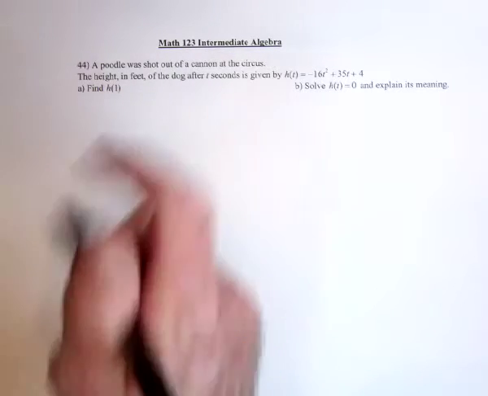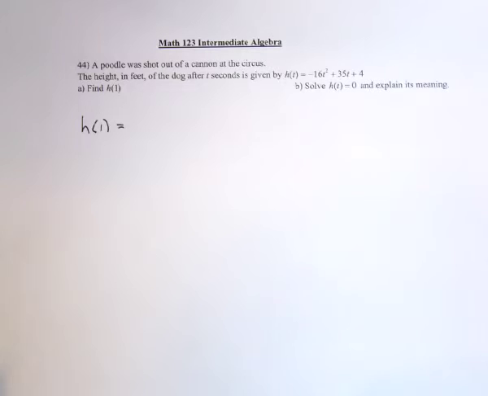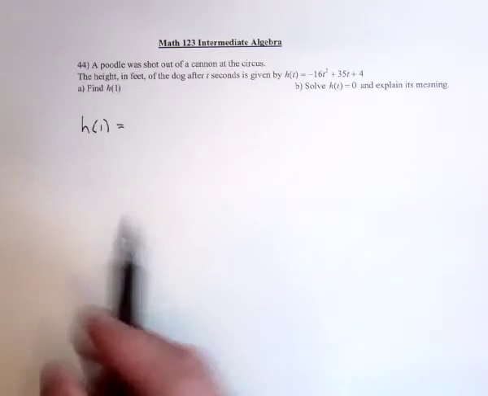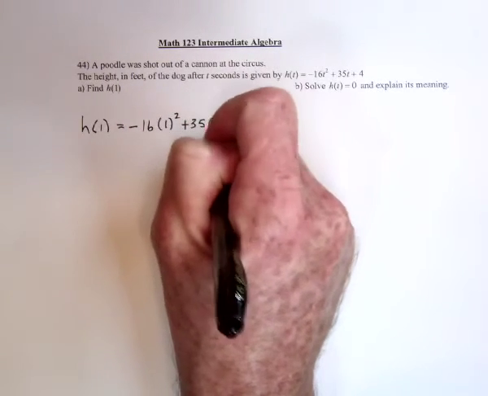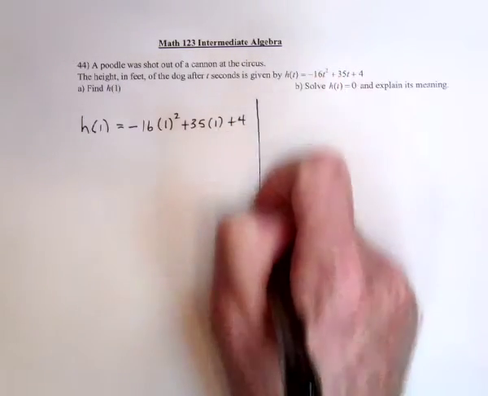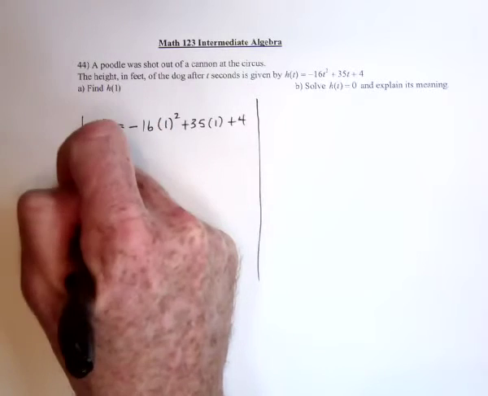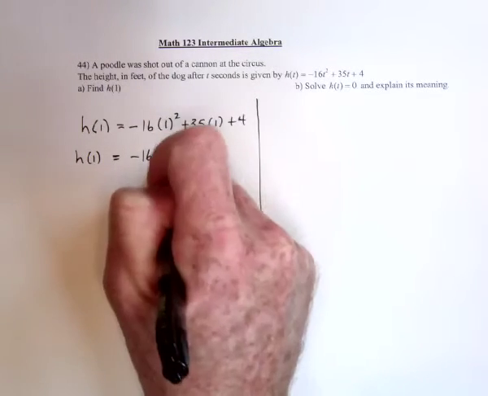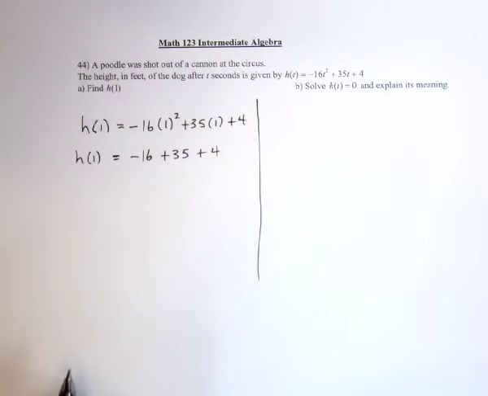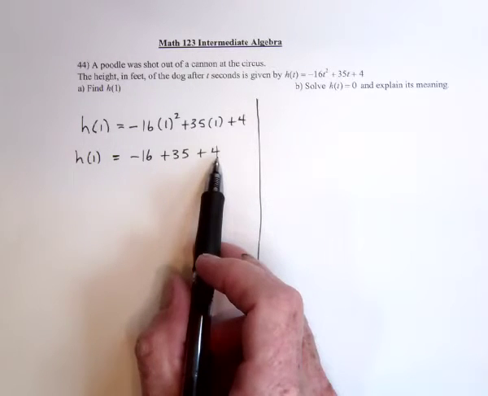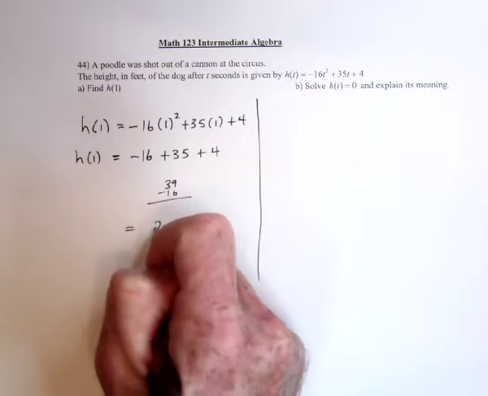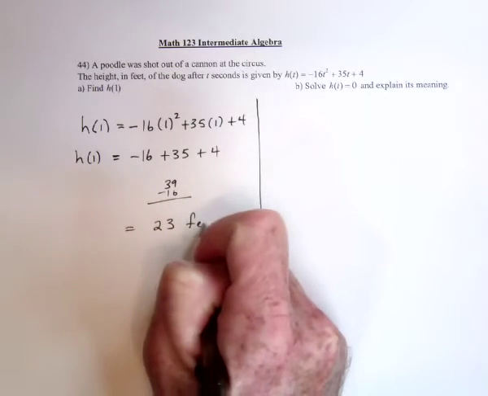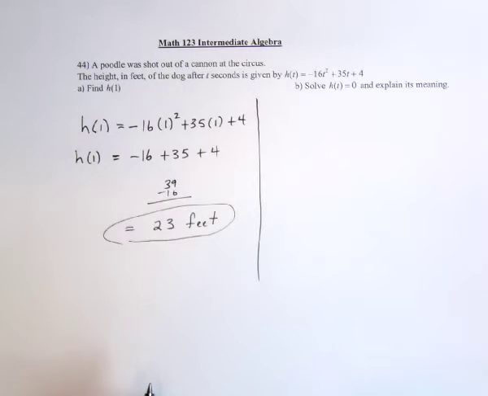So this would be h of 1, which is another way to say the height after 1 second will be, and then substitute a 1. And this is going to be, let's see, negative 16 for this one, and a 35 and a 4. So if I combine these two, it's going to be 39, and then it needs to be 39 minus 16. That's going to be 23. So in other words, this poodle would be 23 feet in the air after 1 second.